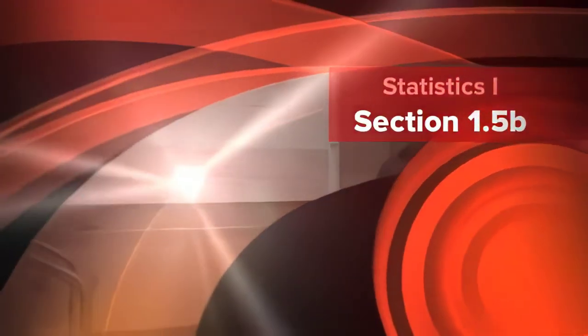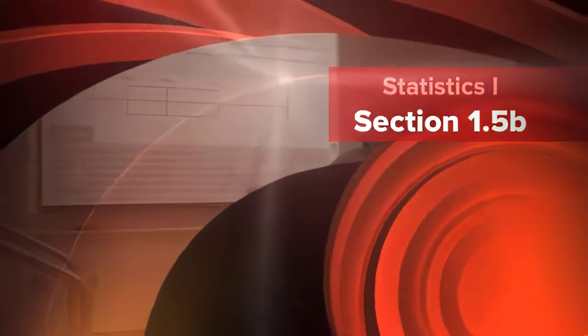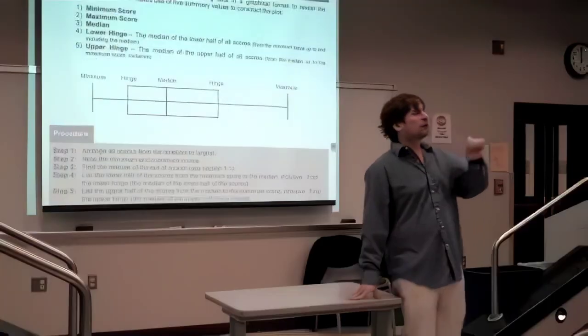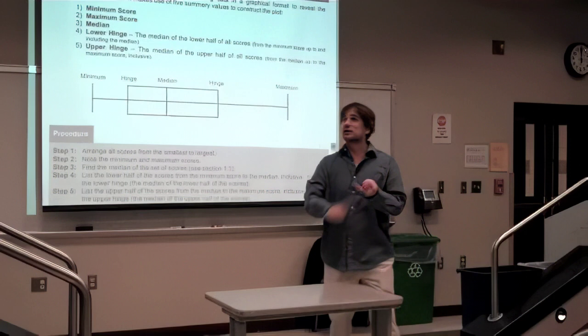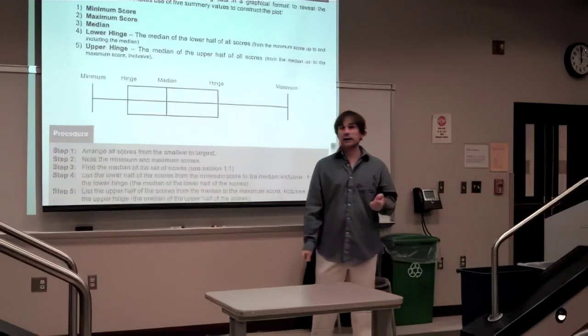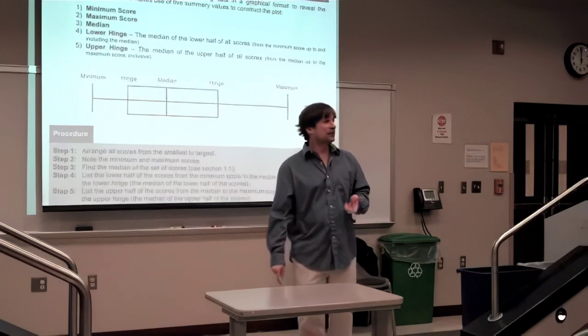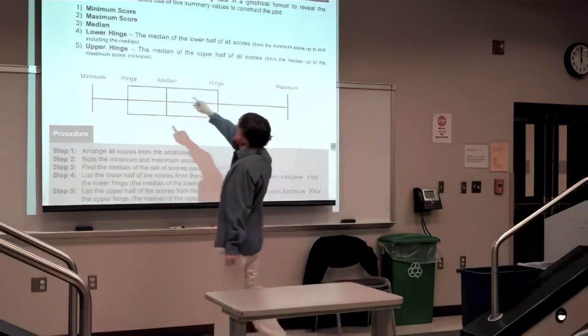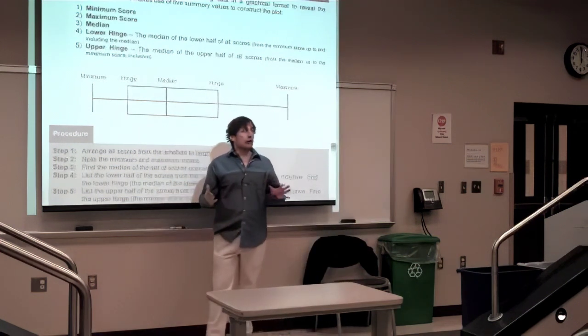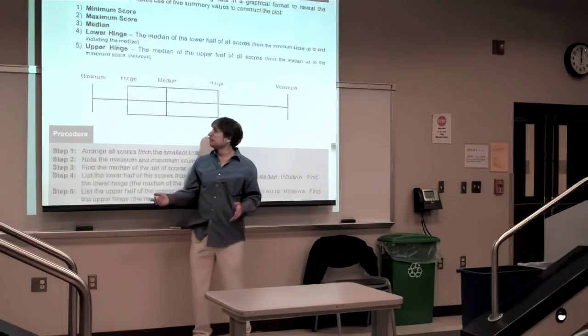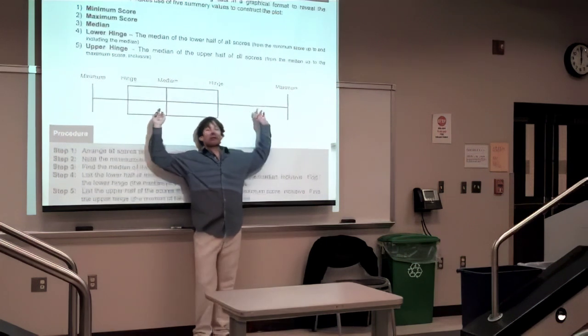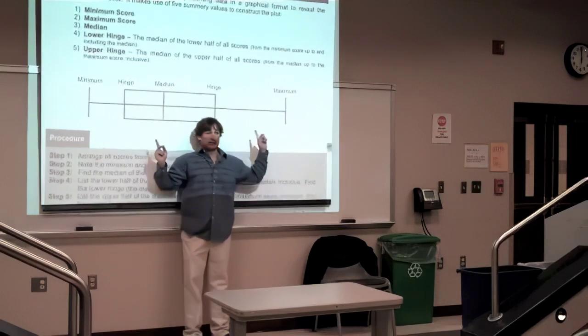Okay, so the next one, box plot. This one you can use with a very large set of data as long as you know 5 things. The smallest value, or the minimum value, the largest value, or the maximum value, the median, and then 2 other things called the hinges. Once you know all this, you're going to draw something that looks like this to scale.